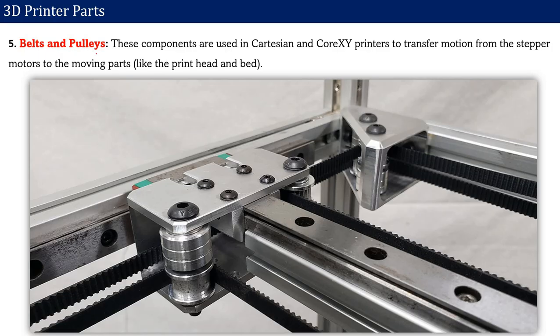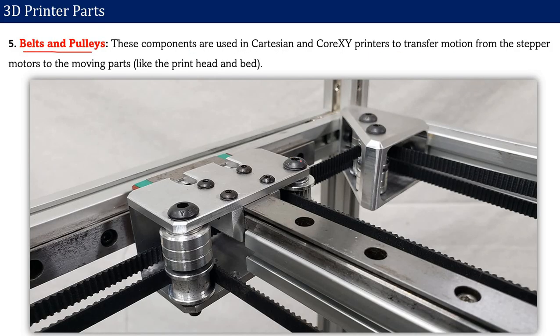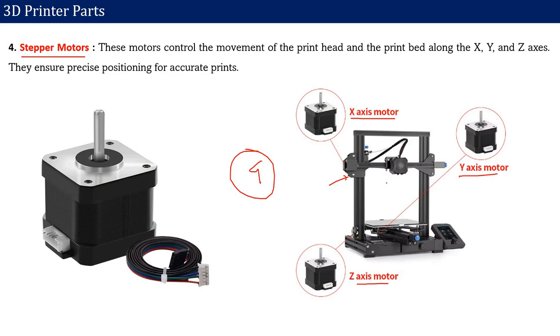Then we have the belt and pulleys for the stepper motor. It is connected with the belt and pulleys for the movement of the bed and the nozzle assembly in X, Y, and Z direction. Then we have the lead screws. The lead screw is used to control the vertical movement, that is Z axis, of the print bed. So the lead screw is used only for the movement of the bed in Z axis.